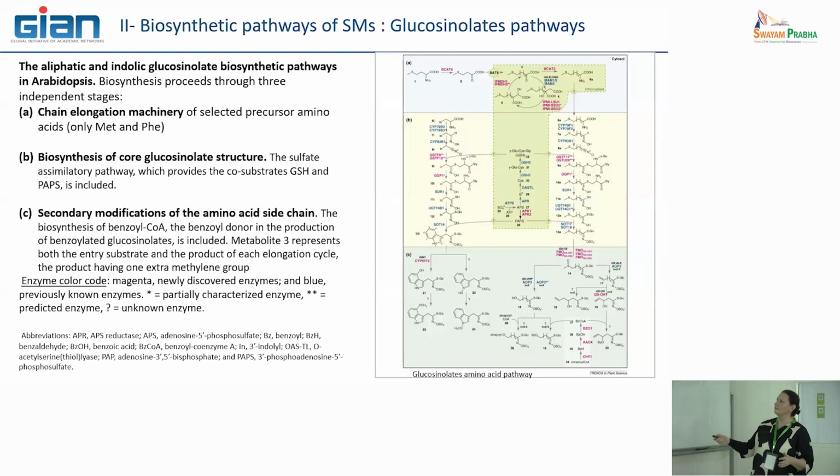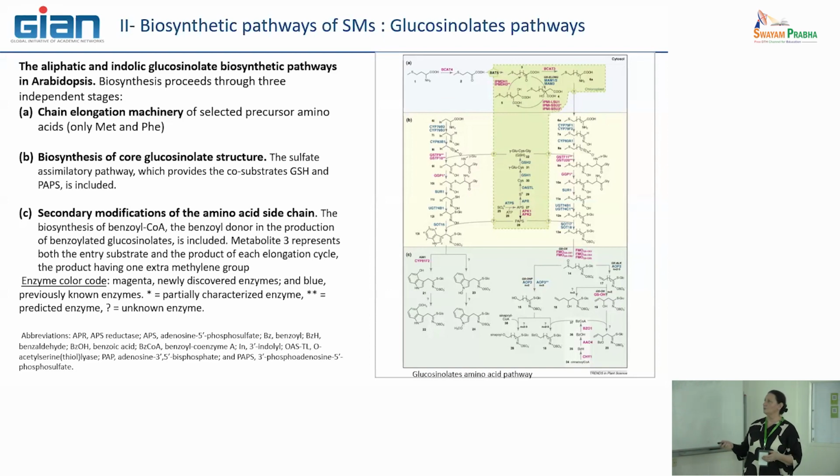First one, the chain elongation machinery from an amino acid that has been chosen as precursor. The second step is to build the core of the glucosinolate structure. There are some specific enzymes that are already well known. You see here mainly monooxygenases, and at the beginning and at the end mainly glucosyl transferases, because it is just the step before the last and final part of the pathway.